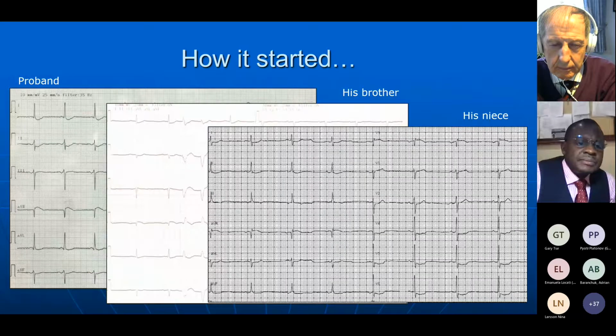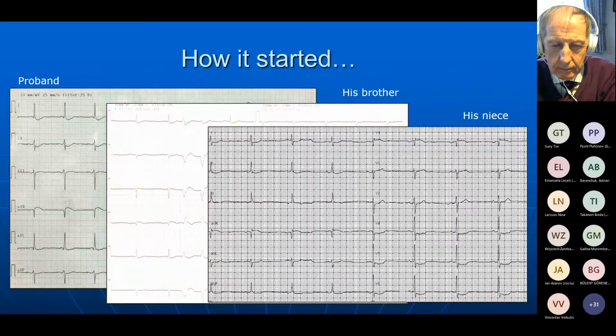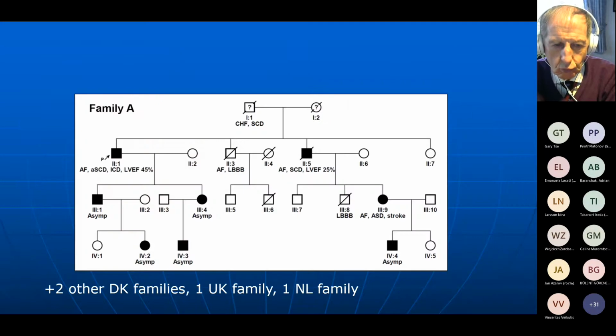So this gave us the idea that this ECG phenotype had to be inherited in some way, and it's important to underline that there was no underlying structural or coronary heart disease in any of these individuals that could explain the phenotype.